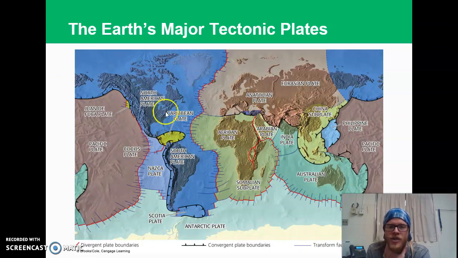These are the major plates in the world. So we are on the North American plate. This is us right here. And then there's the South American plate. Okay, the Pacific Plate. The Pacific Plate is where we have the Ring of Fire. It's where all the major earthquakes are, along the Pacific Plate.